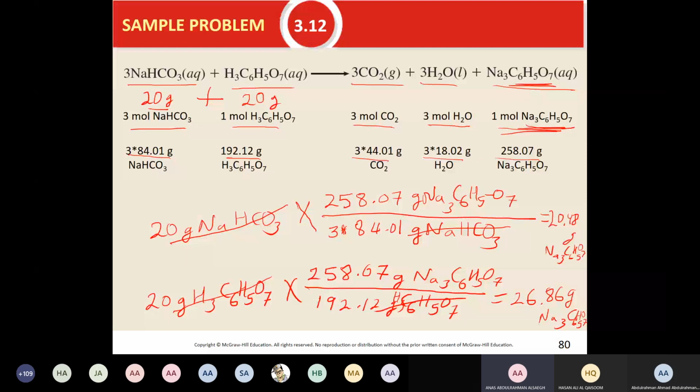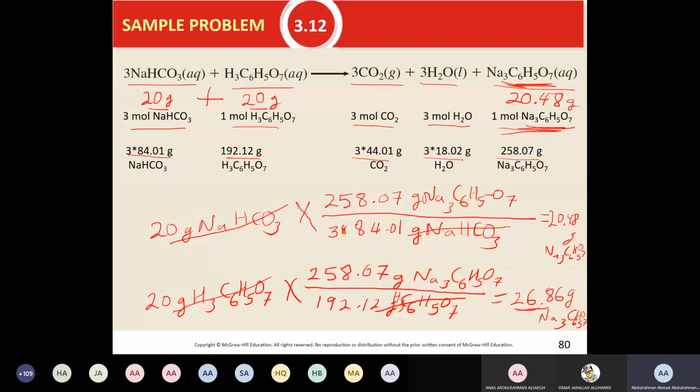Add the two results? No. 20.48 gram. I'm going to get actually 20.48 gram. Why not the 26? Because we should take the lower one. When you make a reaction, you react 20 with the 20, and you're going to make this one, but you will make the one which is less. Why? Because this will finish.